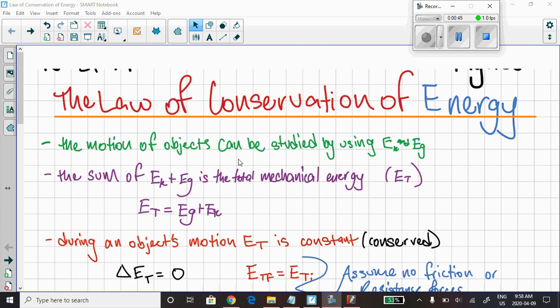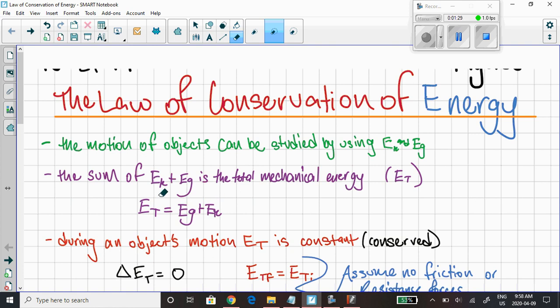What we're going to introduce to you right now is a new energy, and it is an addition. It's a sum. What we get when we add kinetic energy and gravitational potential energy, as I have written here, the sum of kinetic energy plus gravitational potential energy, is called the total mechanical energy. Total mechanical energy, and that is E with a subscript T. So I'm going to rewrite this sentence that's in English in a language known as math. Here's an equation. ET is equal to EG plus EK.